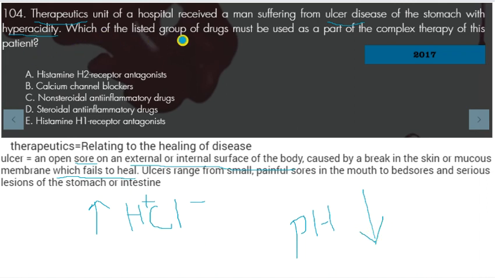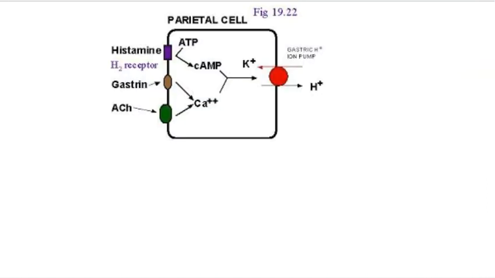Which of the listed groups of drugs must be used as a part of complex therapy of this patient? Here are our options: histamine H1 receptor antagonist, steroidal anti-inflammatory drugs, non-steroidal anti-inflammatory drugs, calcium channel blockers, histamine H2 receptor blockers. We need to find the answer, and the answer is A, histamine H2 receptor blockers.